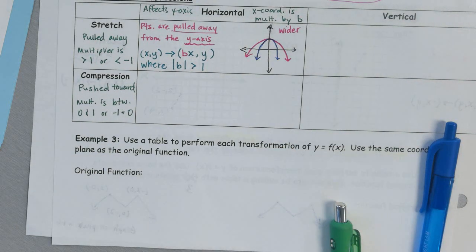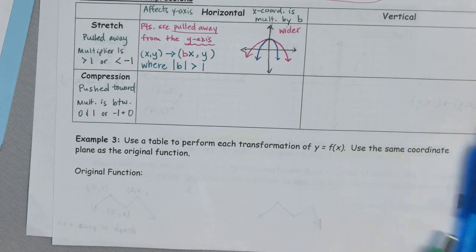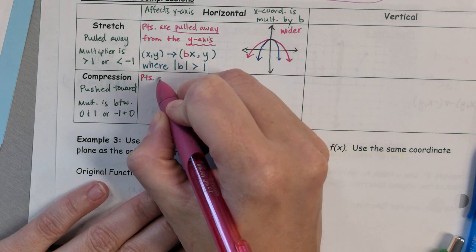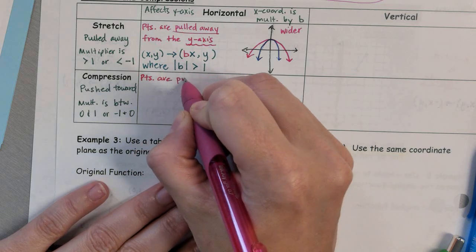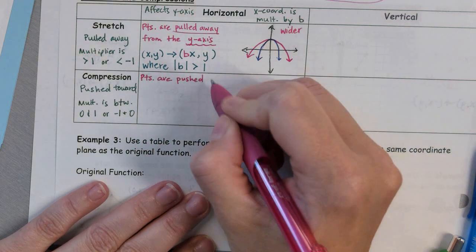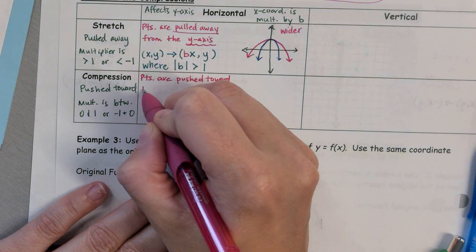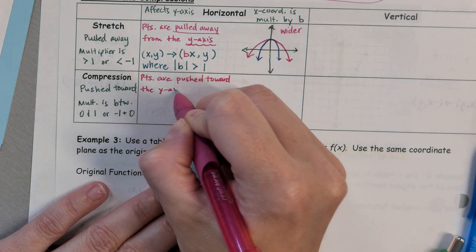What kind of values are between 0 and 1, and -1 and 0? Decimals, right? Decimals and fractions that are between 0 and 1. Okay, good. So points for this one are pushed toward the y-axis.